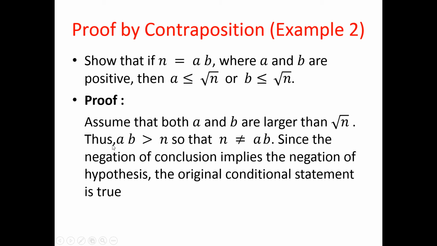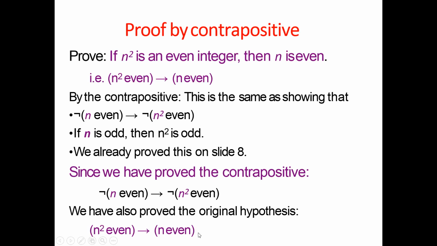This implies their product is greater than n, so that n is not equal to ab. Since the negation of conclusion implies the negation of hypothesis, the original conditional statement is true.